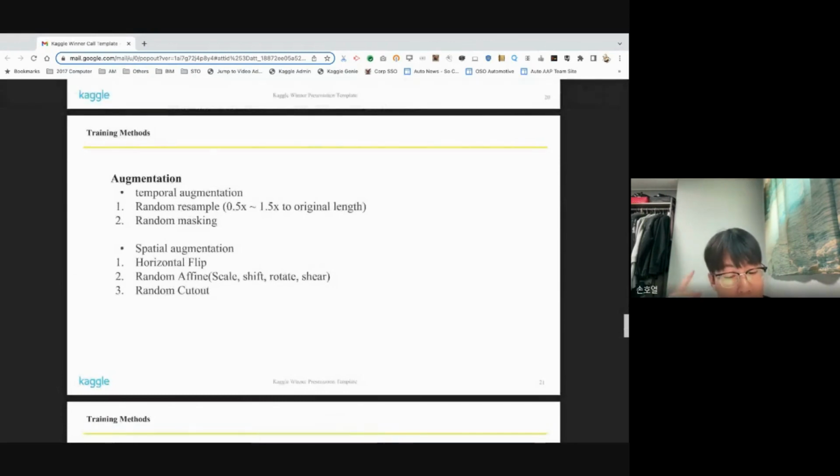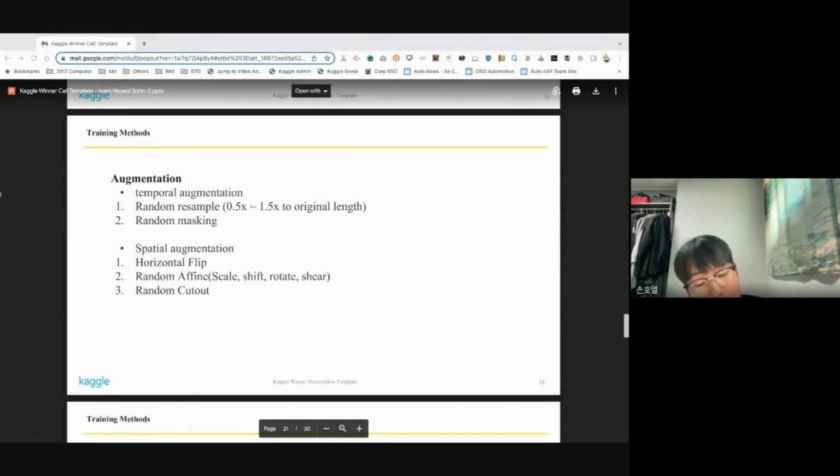I tried various augmentation techniques, but most of them only brought meaningful performance improvement if they were already well-known techniques in other fields, such as computer vision. Specifically, random sampling, horizontal flip, and random affine transformation significantly improved the accuracy. Next slide.